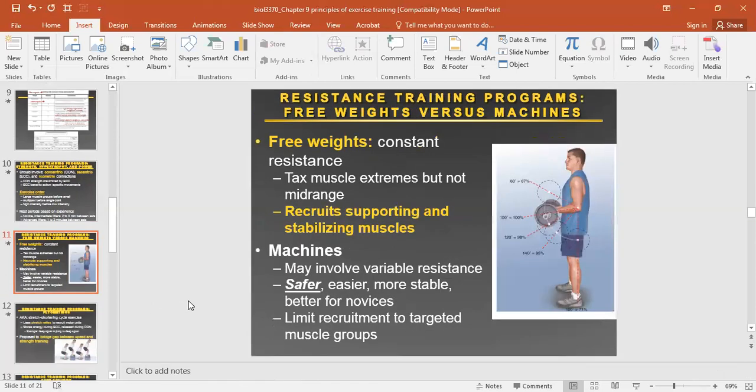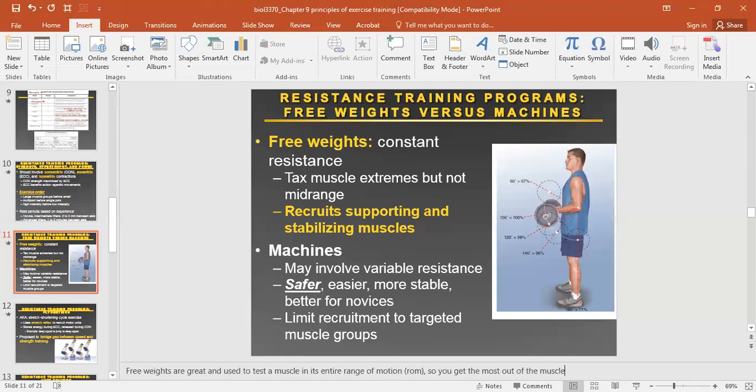And then when you're thinking about free weights versus machines, free weights give you a constant resistance around a particular joint angle, and that taxes the muscles in an entire range of motion. So free weights are great to tax a muscle, to test a muscle in its entire range of motion, ROM, and recruit supporting muscles. So you get the most out of the muscle.